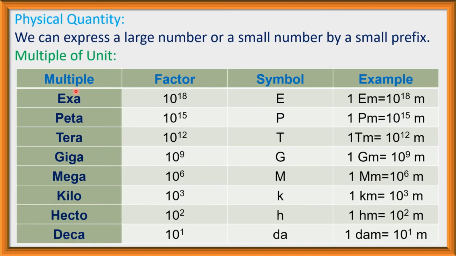So these are the multiples of units. Here for the factors 10 to the power 1, 10 to the power 2, 10 to the power 3, we have deca, hecto, kilo, then 6, 9, 12, 15, 18, with an interval of 3 after the first three. So deca, hecto, kilo, mega, giga, tera, peta, exa, and these are their symbols.